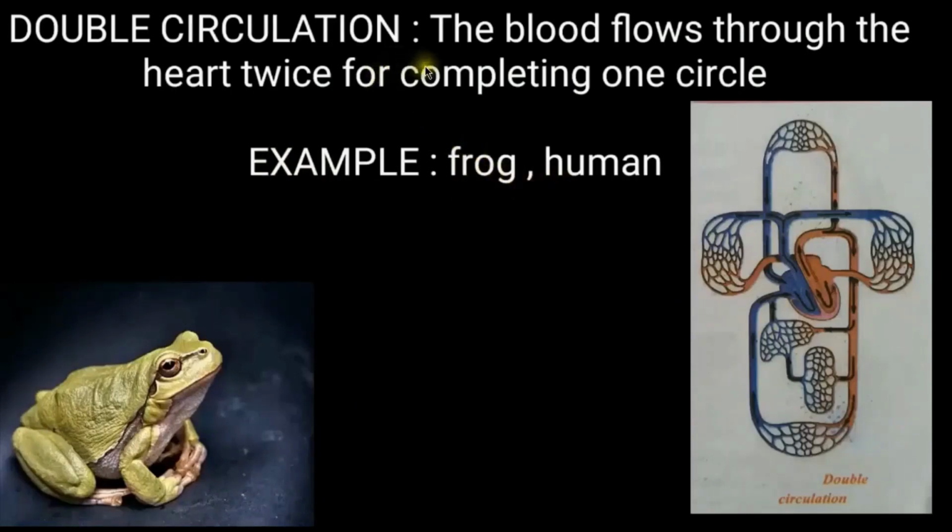So what is double circulation? When the blood circulates twice through the heart in one complete cycle. That word, don't forget: in one complete cycle. That is known as what? Double circulation.